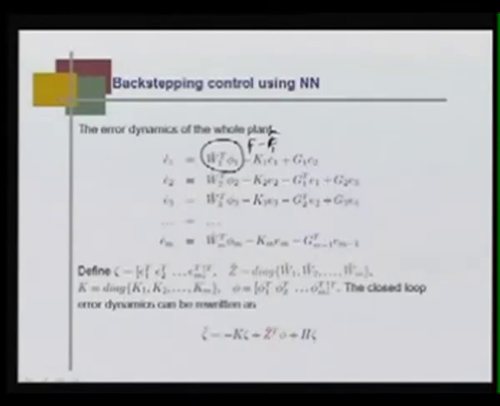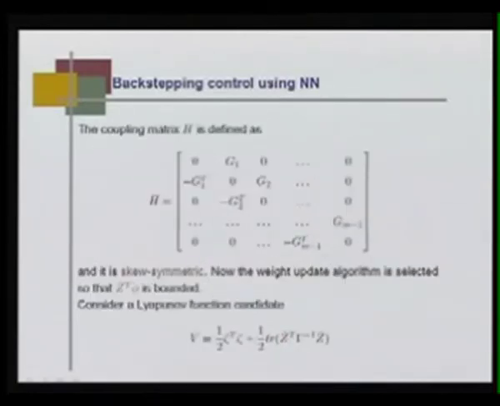and H xi is this quantity, because my xi is simply this quantity, and H is the matrix given by 0, G 1, 0; 0, 0, minus G 1 transpose, 0, G 2 and so on. So, this is my H, and it is skew symmetric. The weight update algorithm is selected skew symmetric because if I write x transpose H x, then that is 0, you can prove that.